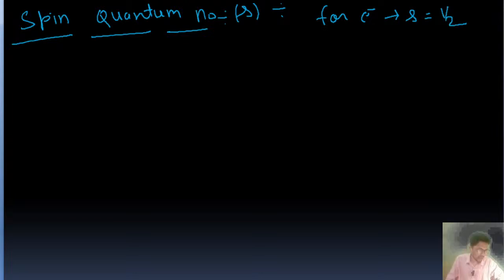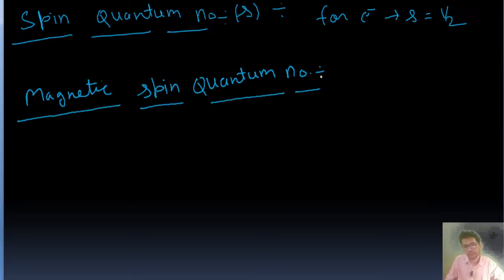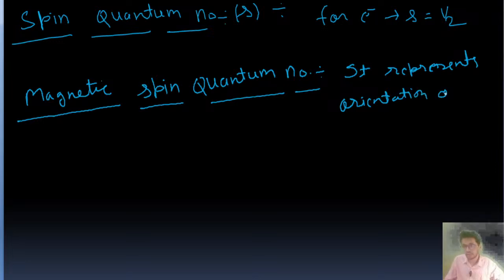Now the magnetic spin quantum number. The magnetic spin quantum number represents the orientation of the electron in the state.